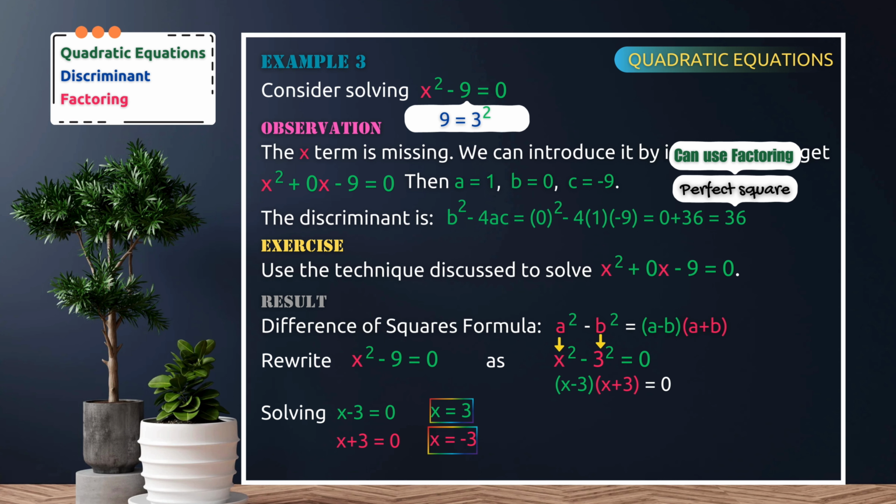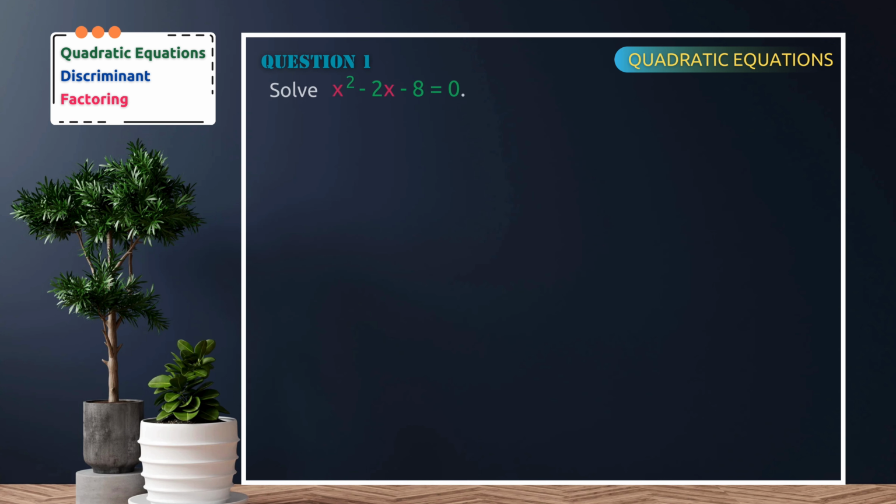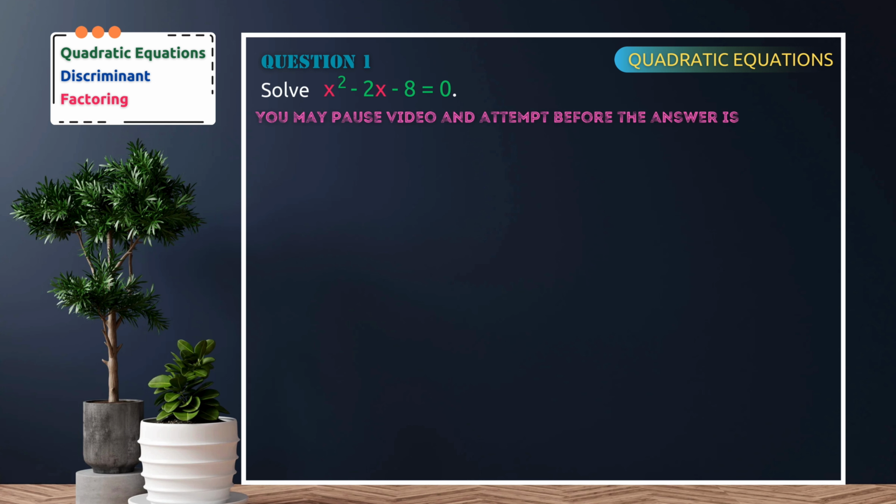Now, on to our first test problem. Solve x squared minus 2x minus 8 equals 0. The solution is x equals 4 and x equals negative 2.